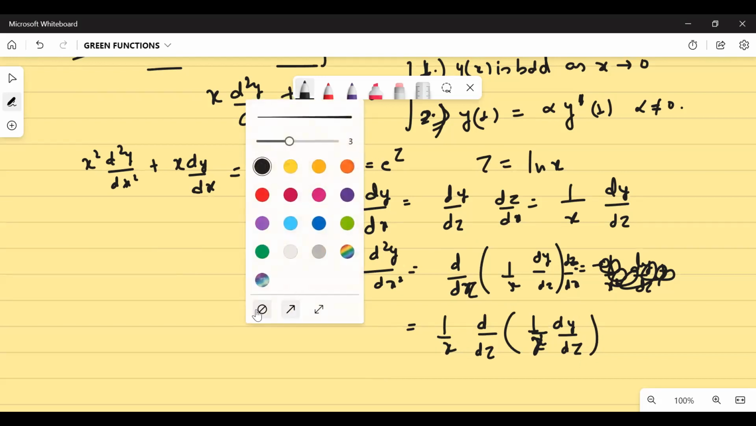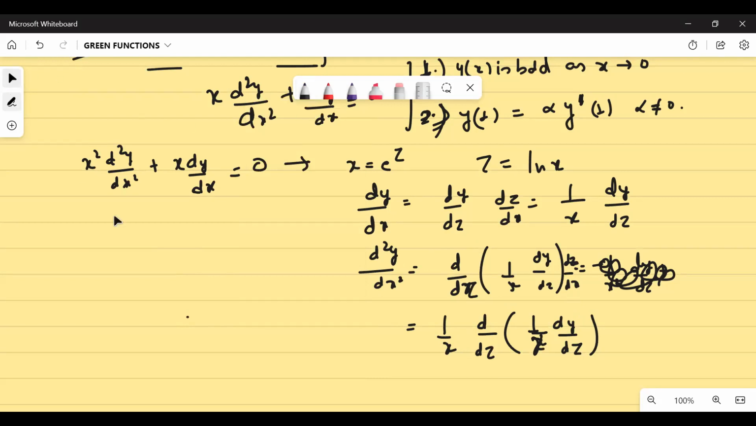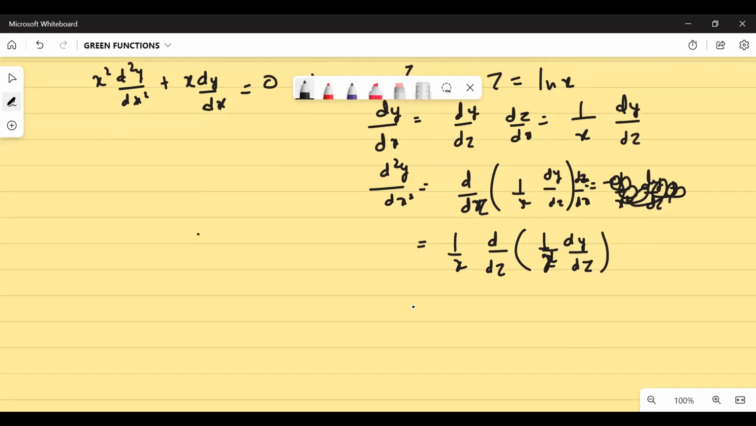So what I would do, I would simply do one thing. This is 1 upon x, and if I differentiate it, again 1 upon x comes forward. So this is d2y upon dz2 plus again 1 upon x is here. If you differentiate it, I will get what? I will get the derivative is minus 1 upon x square and minus 1 upon x square. I think I've made some mistake or something.